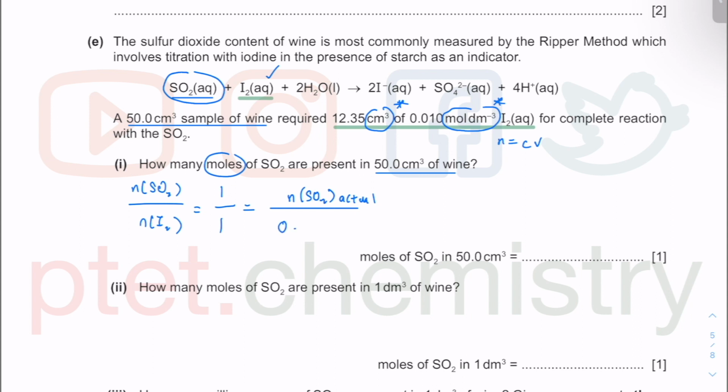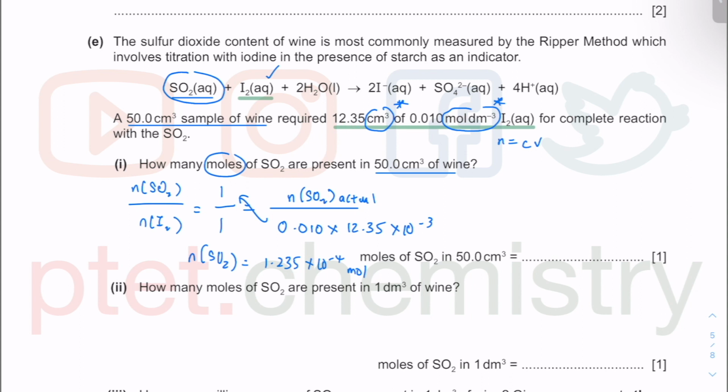So at the bottom, I have 0.010 mole per dm³. That's 12.35 times 10 to the minus 3, or divide by 1000. I just move that up there, and I get the actual moles of the SO2 that's present in the wine. So 0.010 times 12.35 times 10 to the minus 3, I get 1.235 times 10 to the power minus 4 mole. Looking at the options here, I have 1, 2, 3, and 4 significant figures. This is 2 significant figures. This is 3 significant figures. This is 4 sig fig. I would say 3 to 4 sig fig.